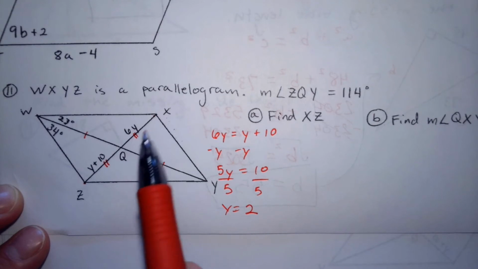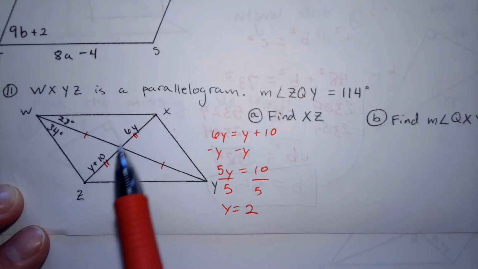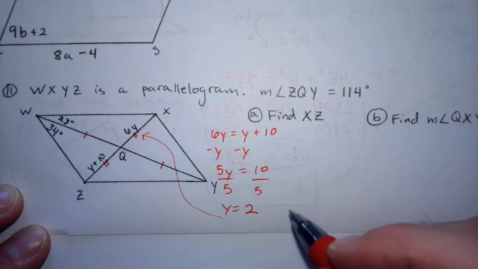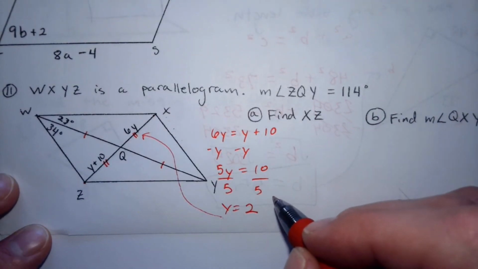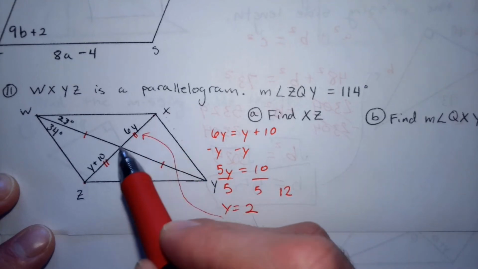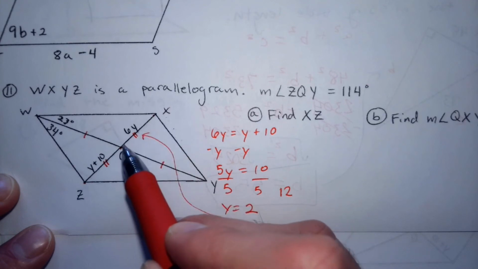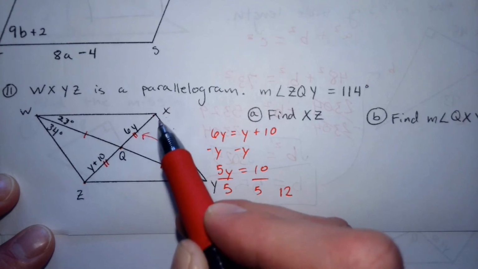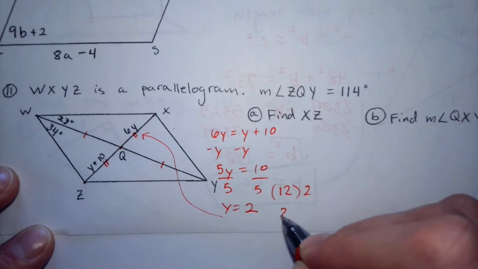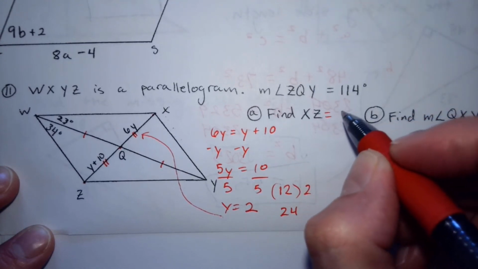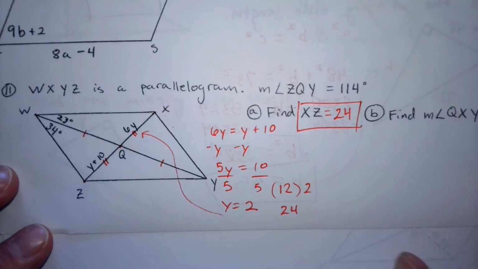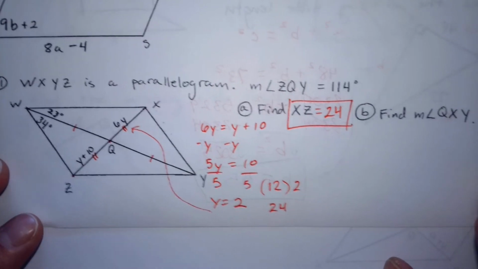I'm not looking for what y is, and that's it. I need to plug it in. I think I would plug it into the 6y part. And what do I get there? I get 12. But that's just for this piece, just for that small piece. So in order to get the whole thing, I can just multiply it by 2. So 12 times 2 is 24. XZ equals 24. And those aren't angles, so it's just 24 whatever units.